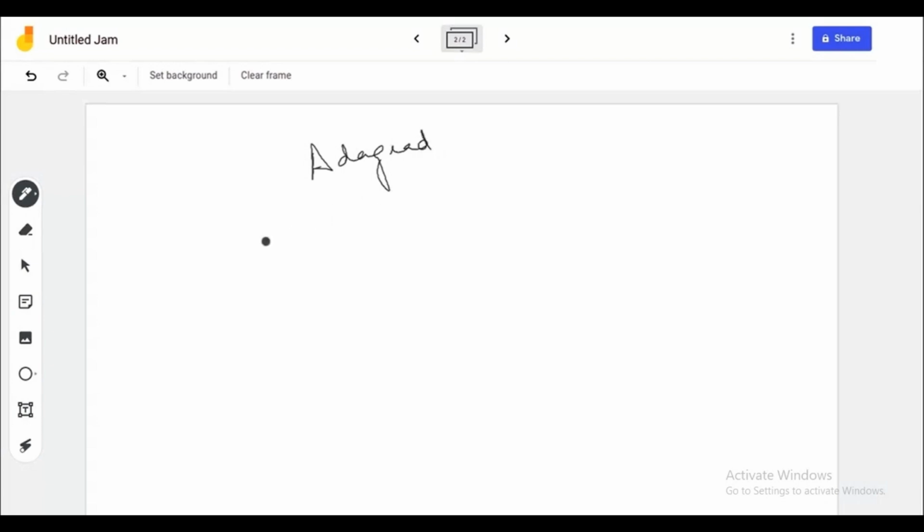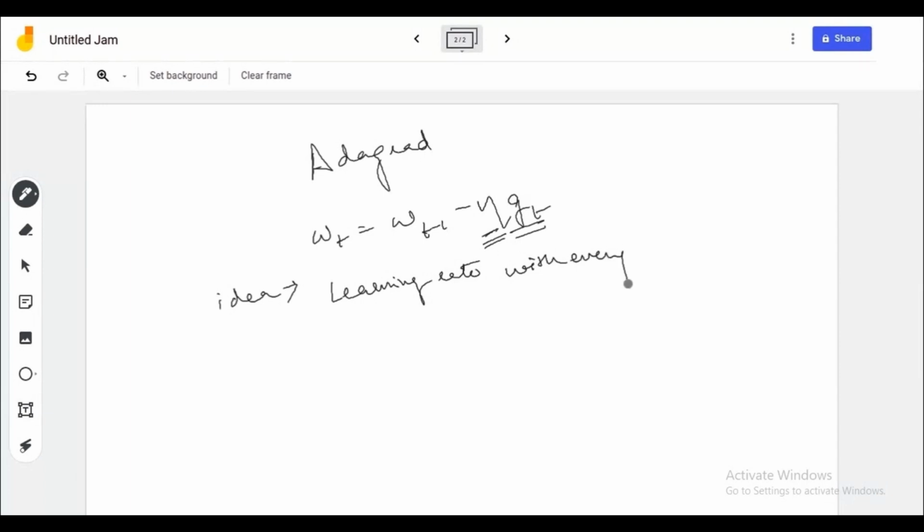If you remember the equation of gradient descent, it was like this, right? The main idea behind Adagrad was, what if, instead of changing the gradient descent at all times, we come up with a method that can change the learning rate? So we need to change the learning rate with every epoch or iteration.